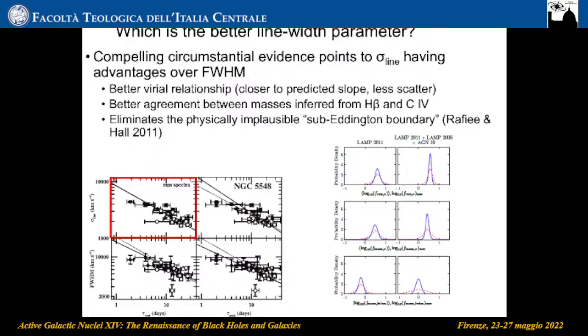And there are also more recent results by Williams and collaborators a couple of years ago, that by using some modeling, they conclude that the sigma is better than the full width at half maximum for the measurements of the line widths.